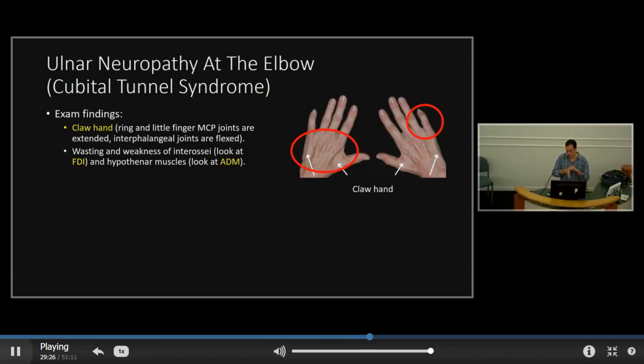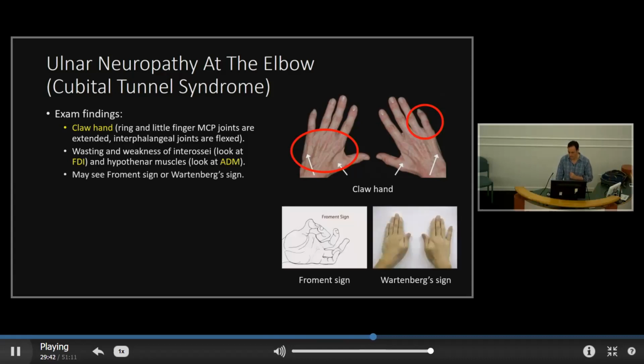You can look at the hypothenar muscles on the other side of the hand. So this is the thenar side of the hand, the thumb, and the hypothenar is the other side of the hand. You look at abductor digiti minimi, which is the little finger. You can see there on the left where the white arrows are pointing that the muscle is atrophied. It looks like it's scalloped out. You can look for these other signs, which you do actually see quite often if you look for them.